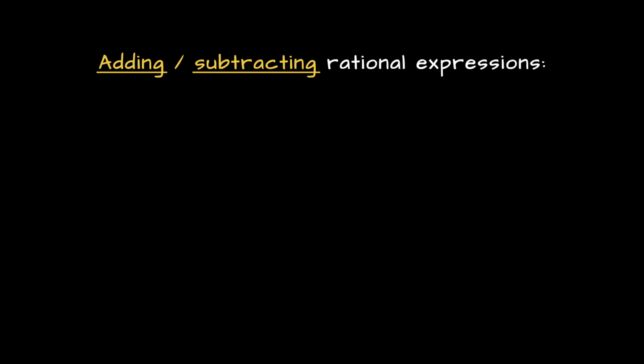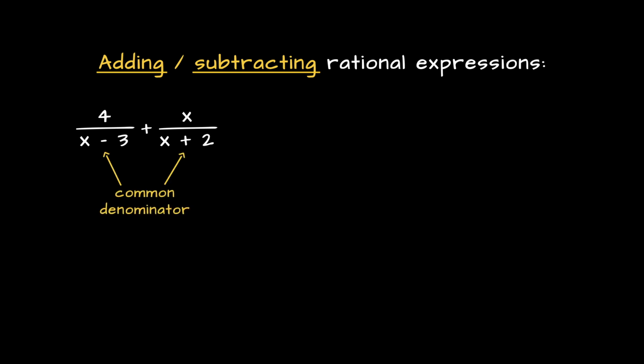Finally, let's think about how we would go about adding or subtracting two rational expressions. So let's think about how to add 4 over x minus 3 and x over x plus 2. And we need to be a little careful here because, just as with numerical fractions, we are not allowed to simply add the numerators and denominators to one another. Indeed, before performing any kind of addition, we're going to need to find a common denominator of our two rational expressions, since their denominators are not already equal to one another.